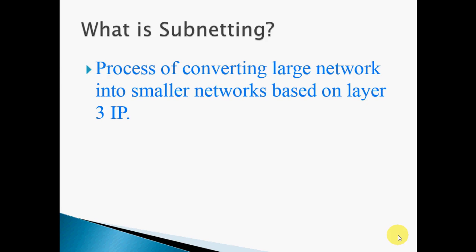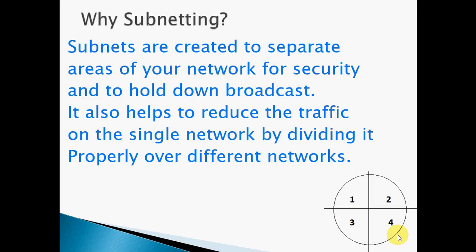We know that computers interact among themselves through networks. If we talk about 100 PCs, then speed is not a big concern. But if the number of PCs increases, suppose more than 10,000, then speed as well as security are big concerns. In this case, subnetting helps. So why should we go for subnetting? Subnets are created to separate areas of your network for security and to hold down broadcast. It also helps to reduce the traffic on a single network by dividing it properly over different networks.